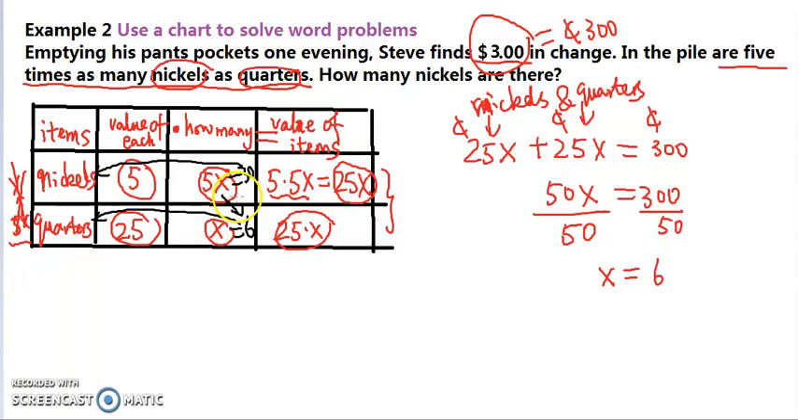And we can check our answer quickly. 30 nickels, each nickel is 5 cents, so 5 times 30 is 150 cents. And quarters are 25 cents each, times 6 because we have 6 quarters, and that's $1.50. So $1.50 plus $1.50 will give us $3.